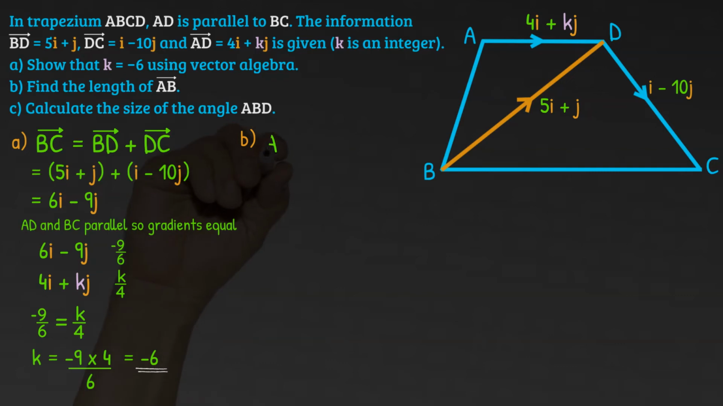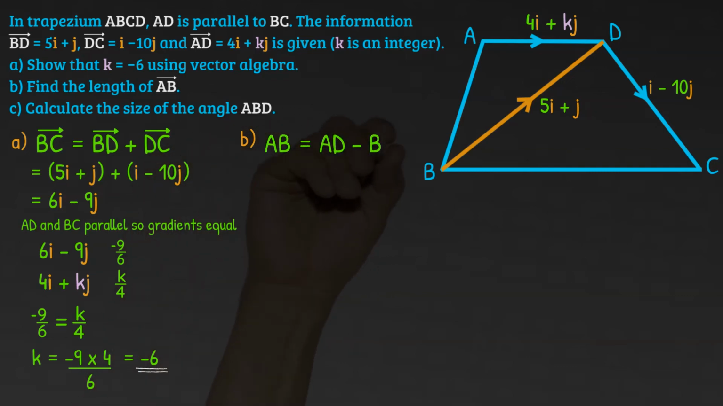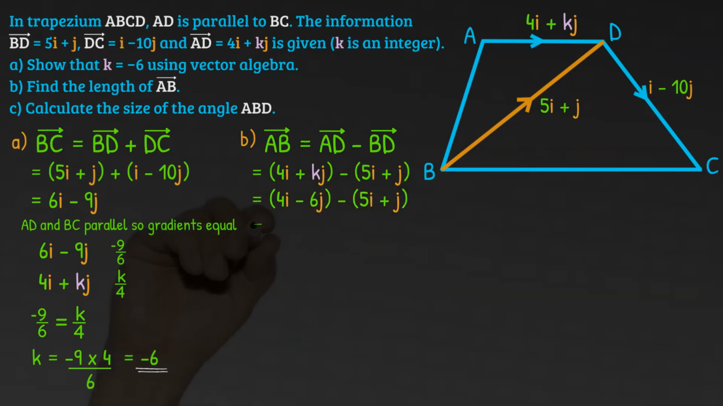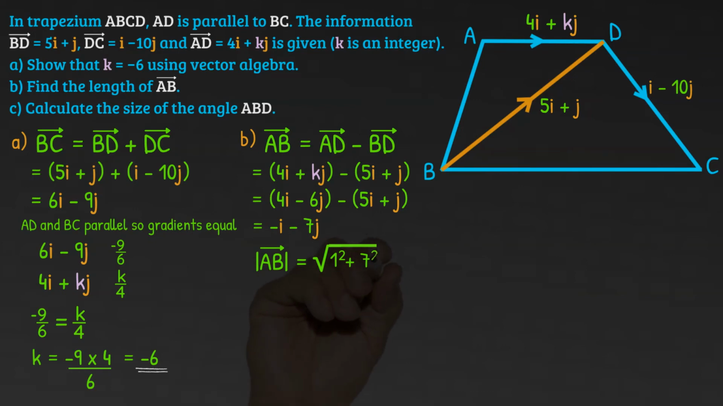In part B, we want to find the length of AB. Now AB is equal to AD minus BD because we want to go along the orange line but in the opposite direction. Now we have all these values and we can substitute -6 in for K, and that's equal to -I minus 7J. Then to find the length of AB, we use the same method we used previously, and it's equal to the square root of 50.